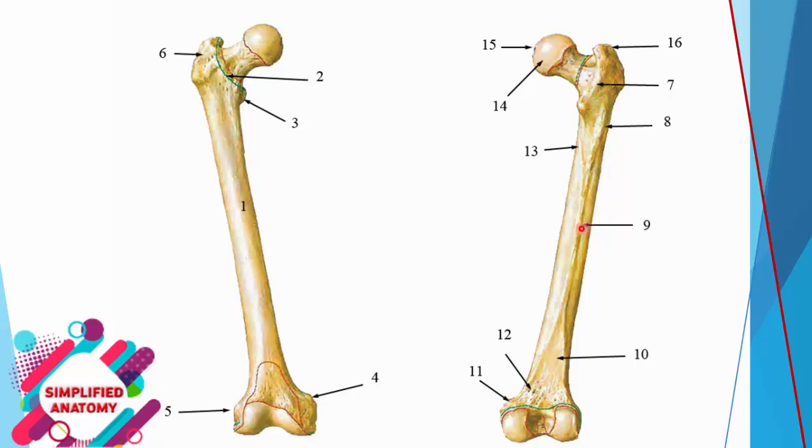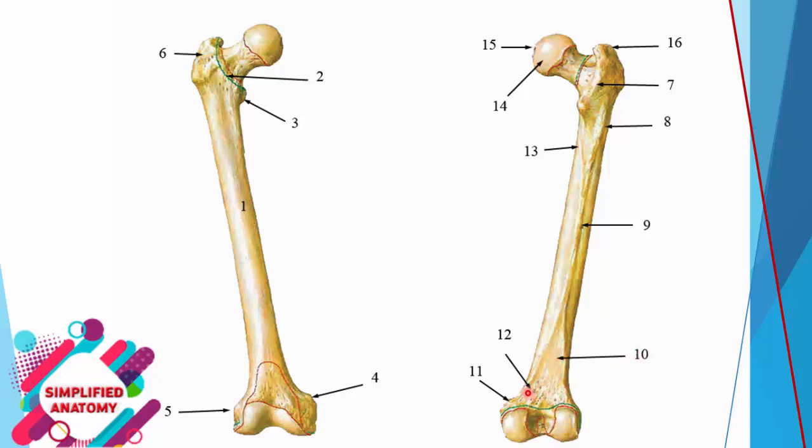Number 9 is linea aspera. Divides superiorly into number 8 and number 13. Number 8 is gluteal tuberosity and number 13 is spiral line. Inferiorly, it divides into two supracondylar lines which enclose this area related to the popliteal fossa, so it is called popliteal surface of the femur.